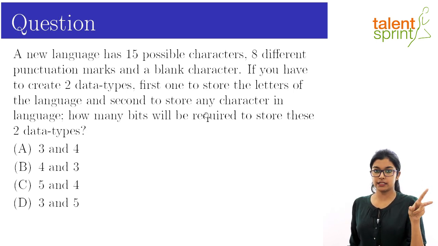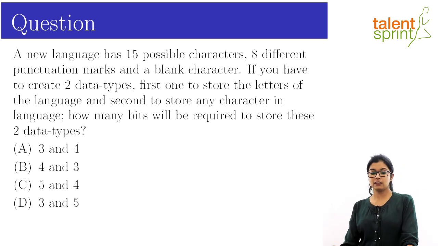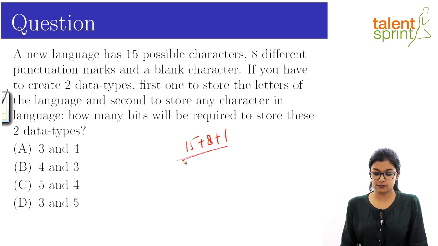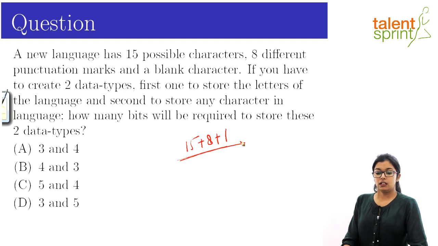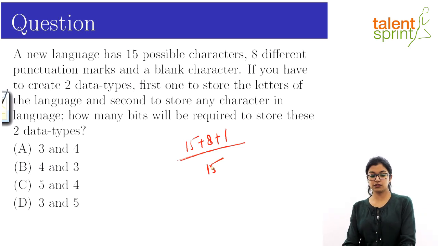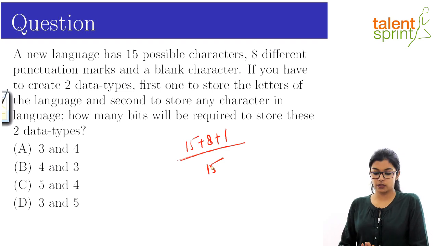If you have to create 2 data types, first one to store the letters of the language. So by letters we mean 15 plus 8 plus 1 blank character. Alright. So when we are talking about letters, they are talking about 15 plus 8 punctuation marks plus 1 character. So these many letters. Okay. To store the letters of the language, and second to store any character. So for second only 15. How many bits will be required to store these 2 data types? Keep in mind there is just one plain simple formula to do these questions.